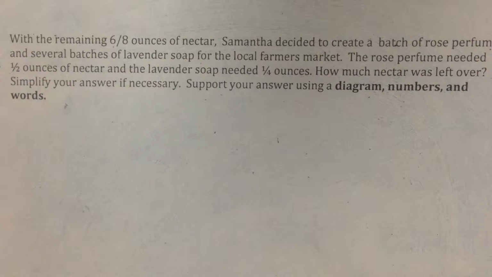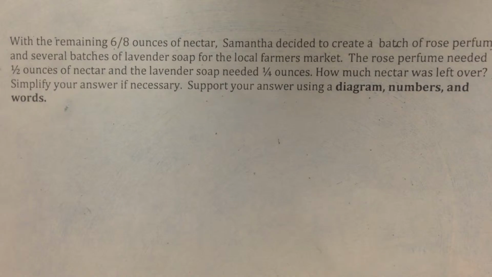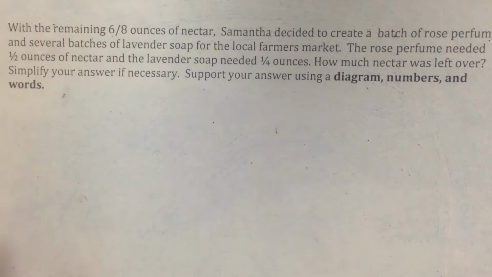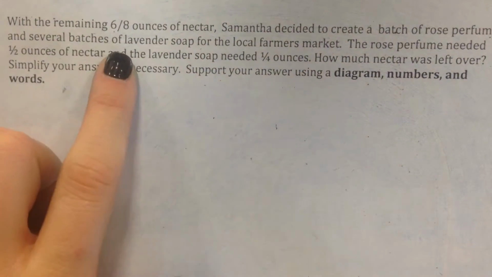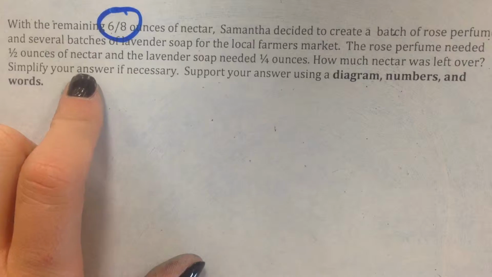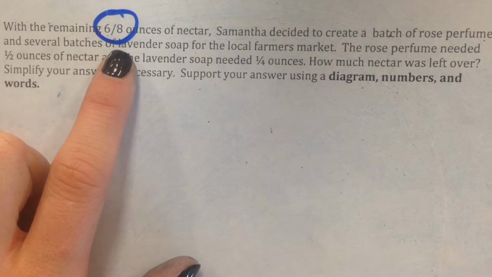Trying another phone now. This is 1C. Okay, with the remaining 6/8 ounces of nectar. Now I know that the front said she had 5/8 remaining. This says 6/8. It's a little bit of a typo, but we're gonna run with this 6/8. So she has 6/8 left after what she's done so far.